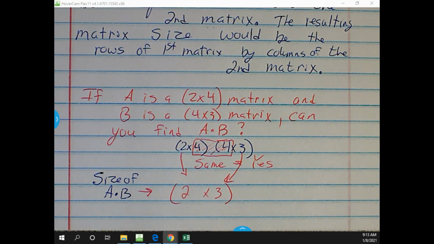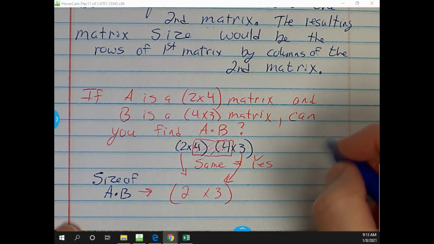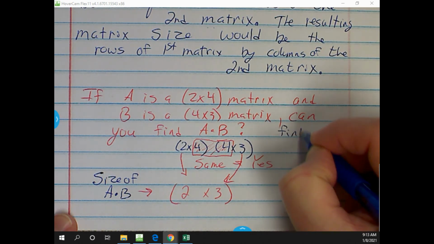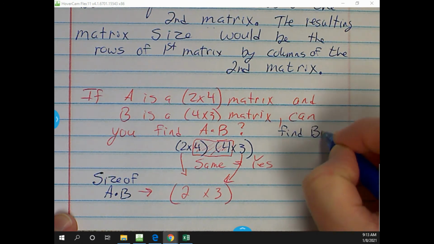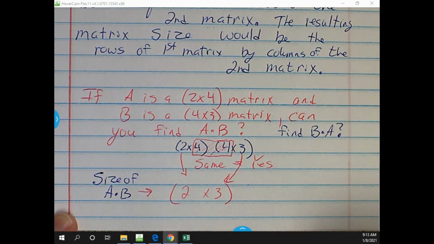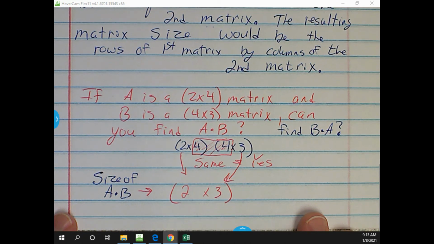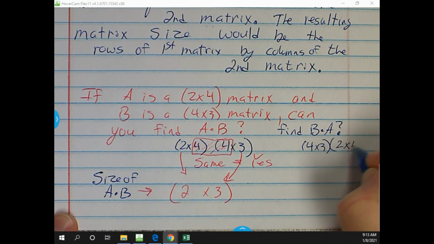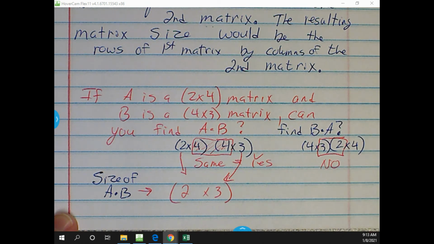Okay, and here's the thing: if we flip this around, can you find B times A? Well, if we reverse this around, B is a 4 by 3, A is a 2 by 4. These two numbers don't match up. So if they don't match up, then no, you cannot.